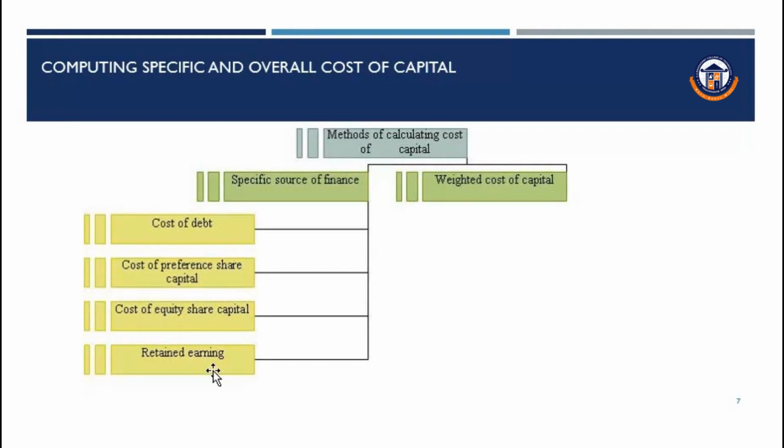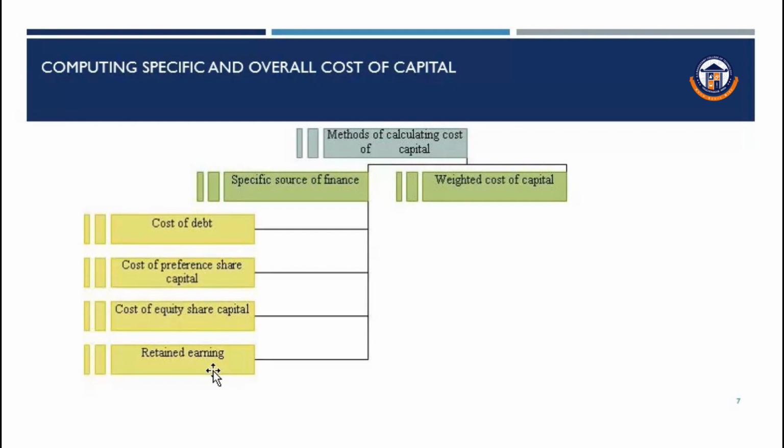The second one is the cost of preference shares. Preference shareholders get the dividend before equity shares. They are not paid a dividend at a fixed rate. They just get the dividend as the company earns profit in that particular year. They are not paid the dividend at a fixed rate like other shareholders.